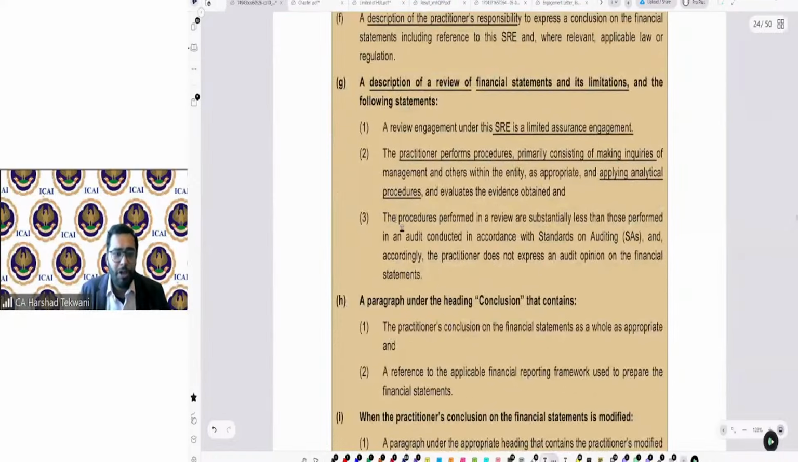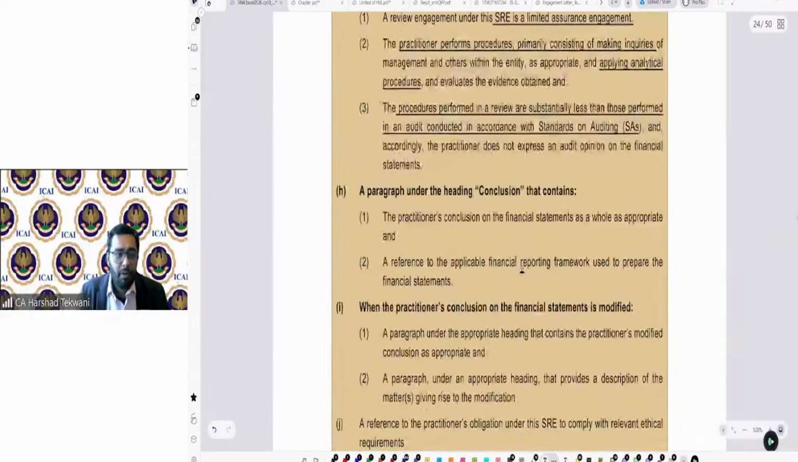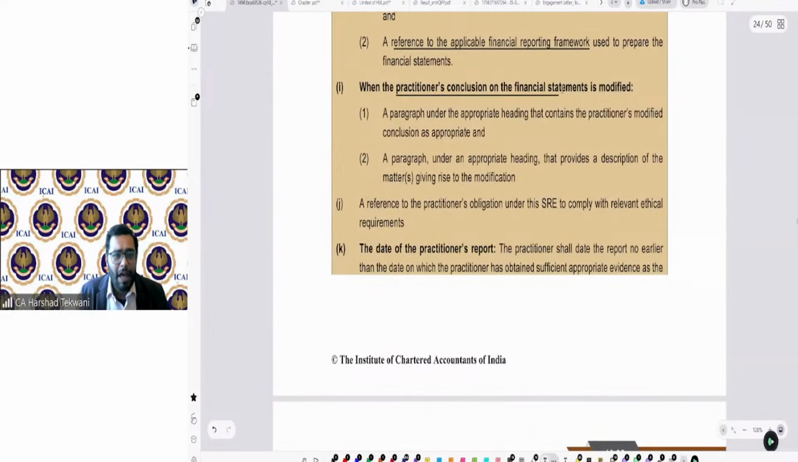Then these procedures in a review are substantially less than those performed in accordance with the SAs. A paragraph with the heading of conclusion. What is the practitioner's conclusion with respect to the financial statements, and a reference to the applicable financial reporting framework. If the practitioner's conclusion on the financial statements is modified, then an appropriate paragraph containing the heading that it's a modified conclusion, and a description of the matter that is giving rise to the modified conclusion, a kind of basis for modified conclusion paragraph.